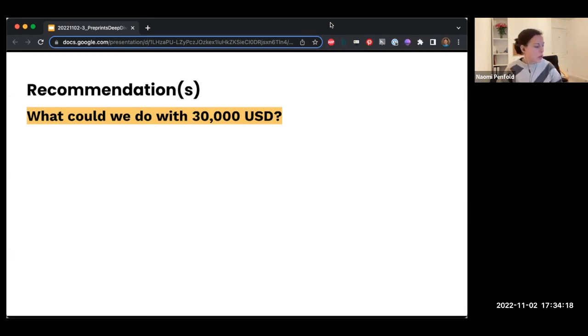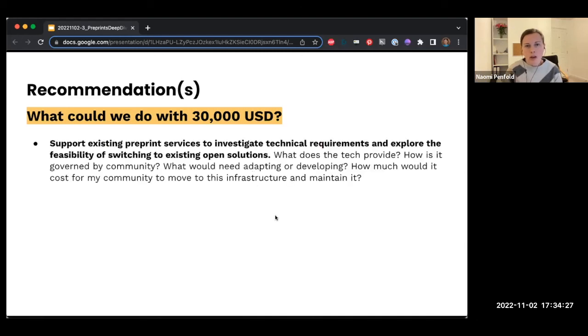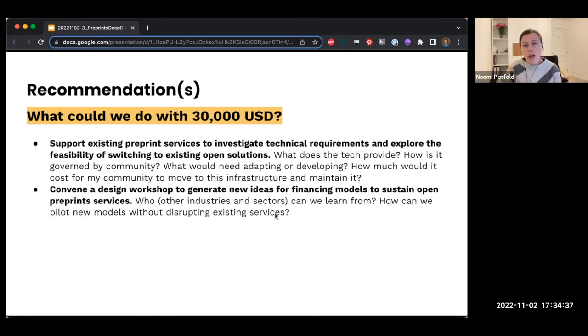So we are talking about the co-budget this week, and here are some ideas for what we could do with the funds that could be raised this week if we decide that. We could support existing preprint services who are on closed platforms to look at what they need to do to migrate to open solutions. We could have a think about new financing models. I know people have been thinking about it already in this space. It's a tough challenge, but we could try to add some support in that area.